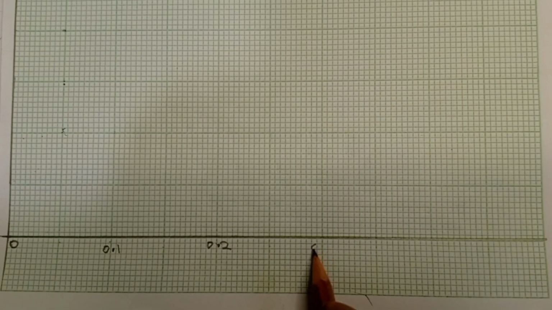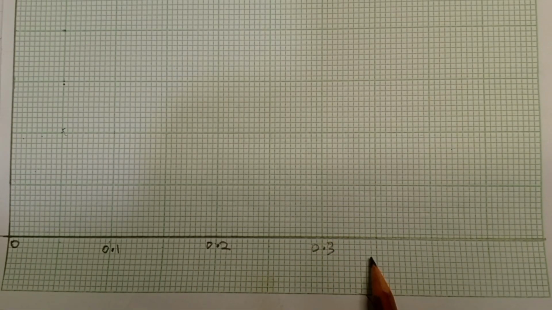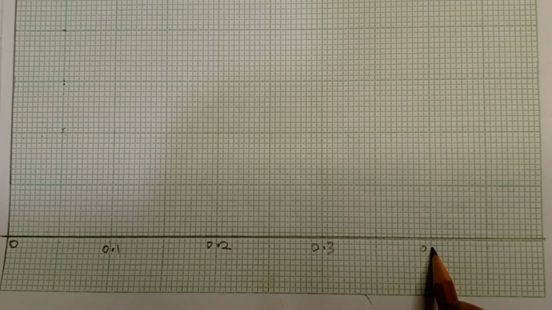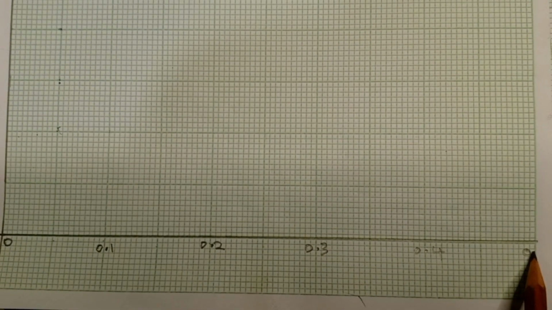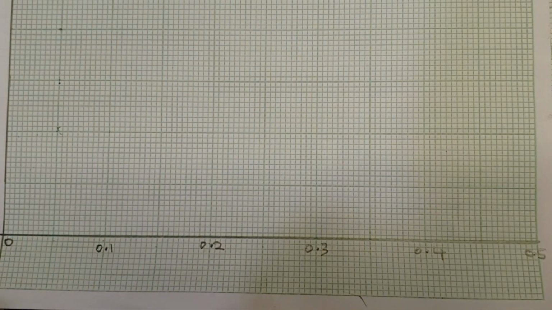So for the x-axis, remember it is 4 centimeters to 0.1 unit. So this is 0. So 2 centimeters, 4 centimeters, that is where our 0.1 unit will be. 1, 2, 4 centimeters, that is where our 0.2 will be. 1, 2, that is where our 0.3 will be. 1, 2, that is where our 0.4 will be. And then we have 0.5. Then remember that the x-axis is current.